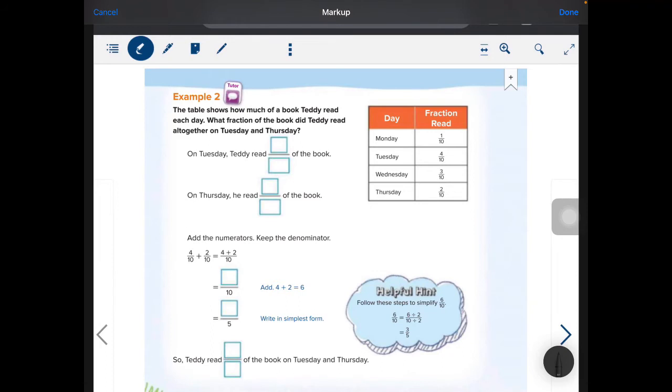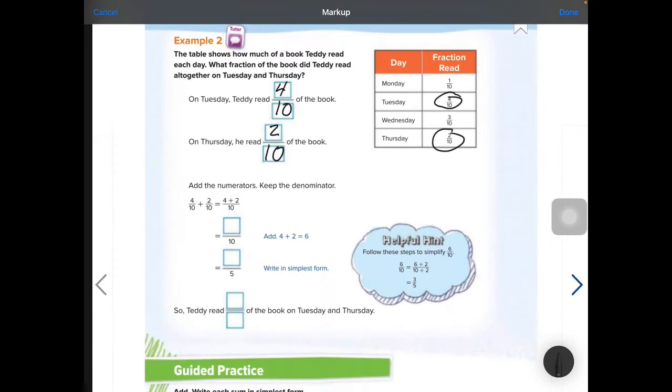Example 2. The table shows how much of a book Teddy read each day. What fraction of the book did Teddy read altogether on Tuesday and Thursday? So on Tuesday, Teddy read how much of a book? 4/10. On Thursday, he read 2/10 of a book.